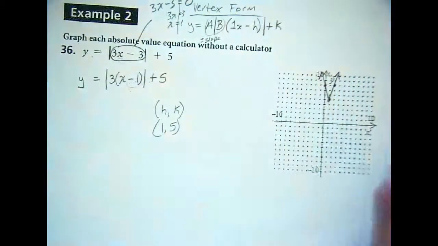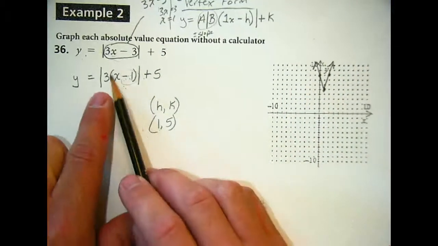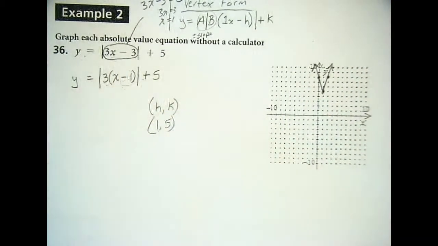Tell your neighbor what would happen to this V if that slope was 100. Hey, what do you think? They pretty much go straight up. The lines would be very close together, very narrow.